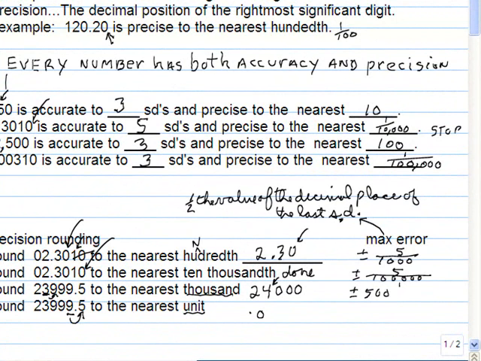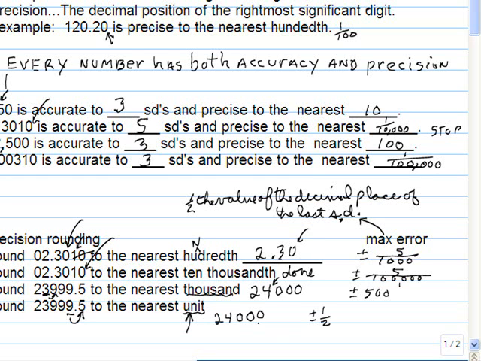We get a 10, so we put down the 0 and carry the 1. Again, we get a 10, so we put down the 0 and carry the 1. So again, we get 24,000. What's our maximum possible error? Well, it's half of a unit this time. A unit is a 1. Half of a 1 is just a half.